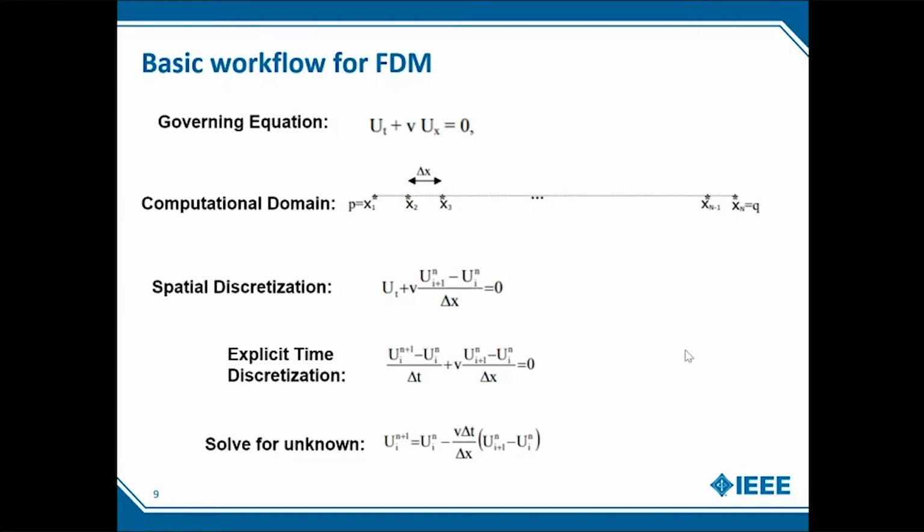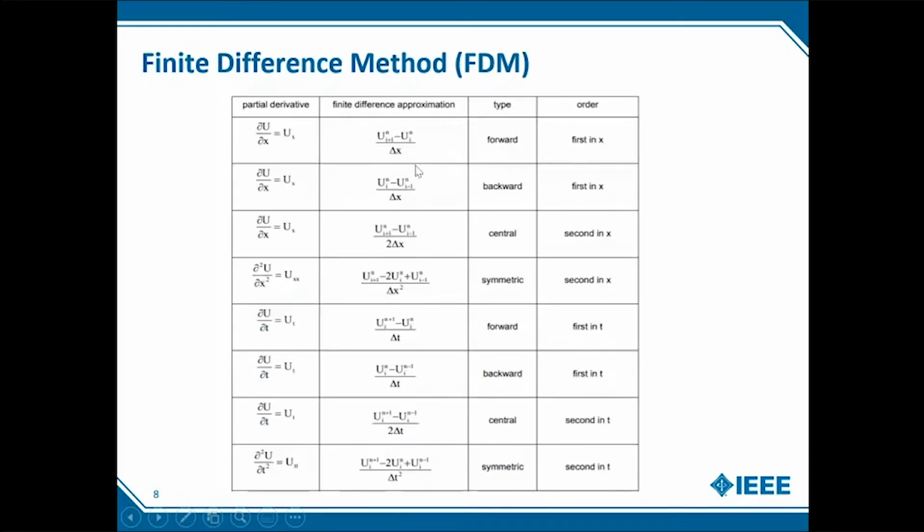The next step in any CFD problem is to define a computational domain, and this is just a 1D problem. Therefore, you just have a single line over here, and I've discretized this from x equal to 1 to x equal to n. So we have n nodes over here. First, as I said, we'll do a spatial discretization, and in spatial discretization, we use a forward discretization. That is basically the first one, the top one over here.